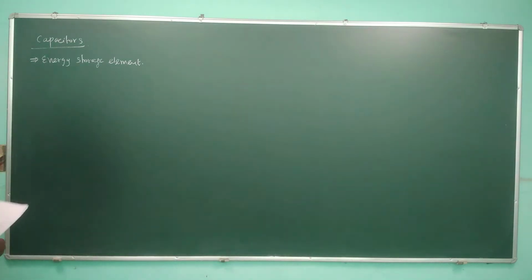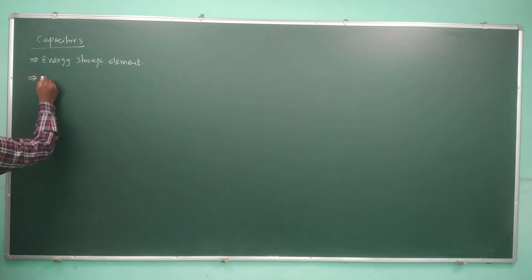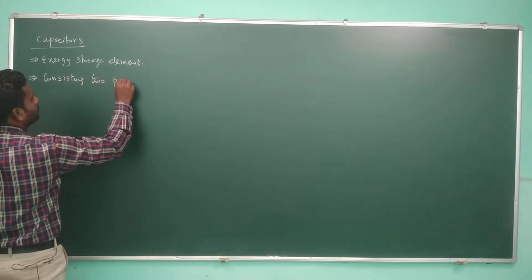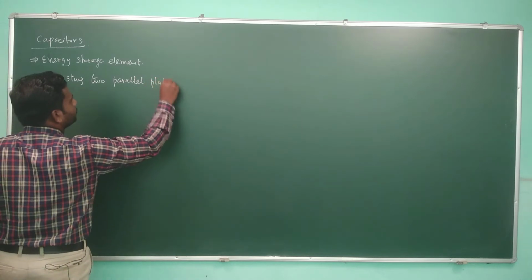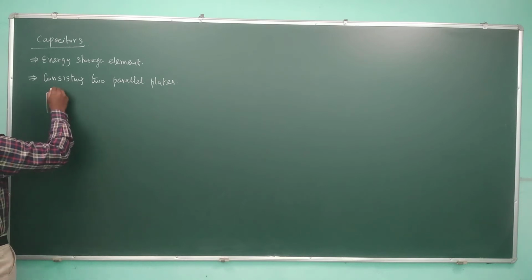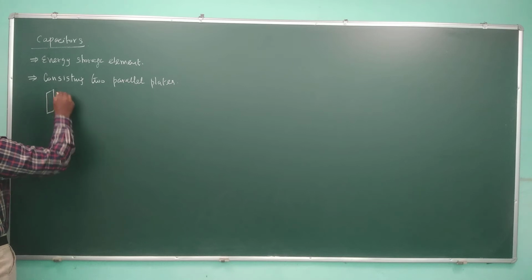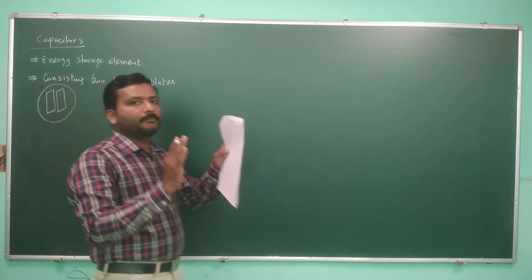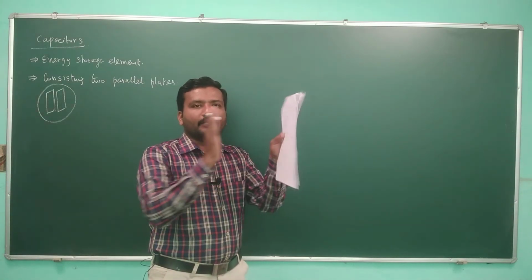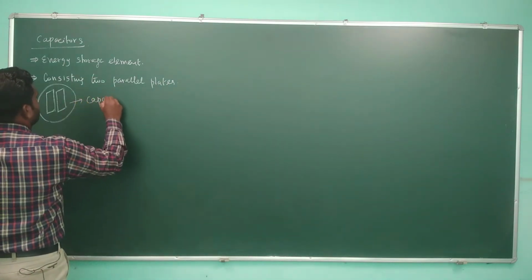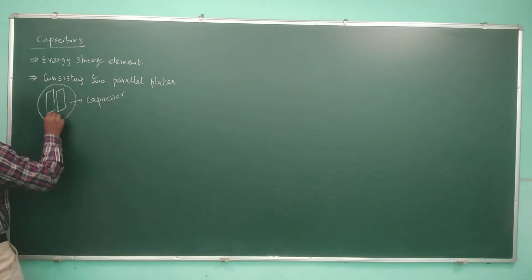It consists of two plates. A capacitor consists of two parallel plates. It's like, assume that this is one plate and this one is the other plate. The entire system, this composition of two parallel plates, two plates which are put near to each other, this setup is called a capacitor. So here this is plate A and this is plate B.